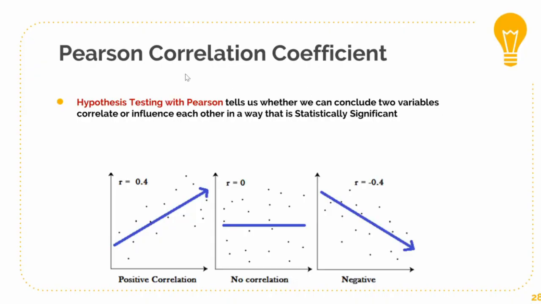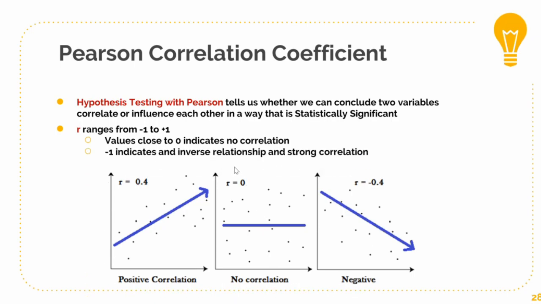So what is the Pearson correlation coefficient? Well, we're going to come to that now. Hypothesis testing with Pearson tells us whether we can conclude two variables correlate or influence each other in a way that is statistically significant. So R, as you can see here, ranges from -1 to +1. Values close to 0 indicate no correlation. Negative values indicate an inverse relationship and strong correlation. Positive values equal a positive relationship and strong correlation as well.